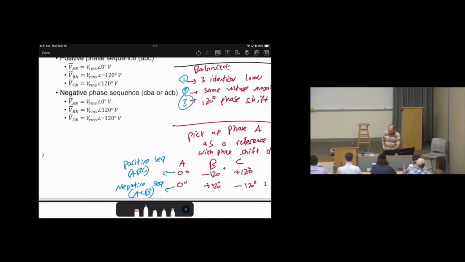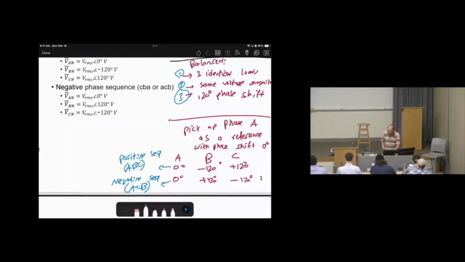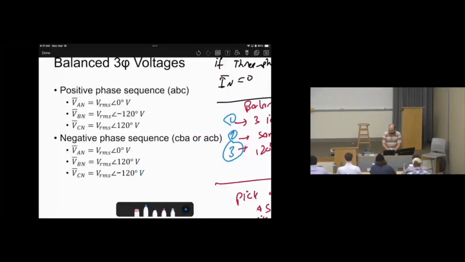So let's look at the notes written here. We have positive sequence ABC, negative sequence ACB. I prefer to use ACB, not CBA. How can I memorize this? By looking at the angle. You can imagine this: this is with angle 0, this is negative 120, this is positive 120. This is angle 0, this is negative 120, this is positive 120. Okay?